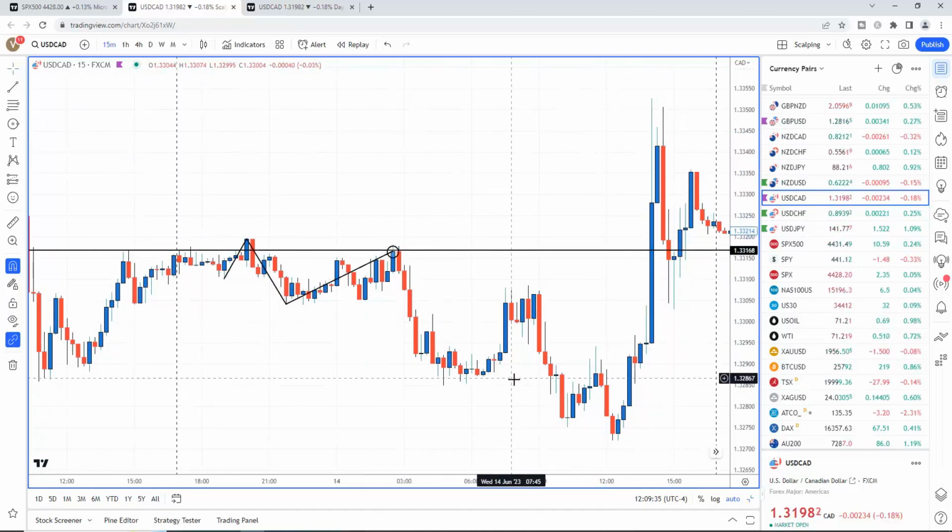Now, how you manage it on your way down, everybody's going to do it a bit differently. This was a good level back here, obviously. But then this is major red flag news, so we don't want to be in then. But anyway, that was how that set up on that 15-minute chart on the US CAD.